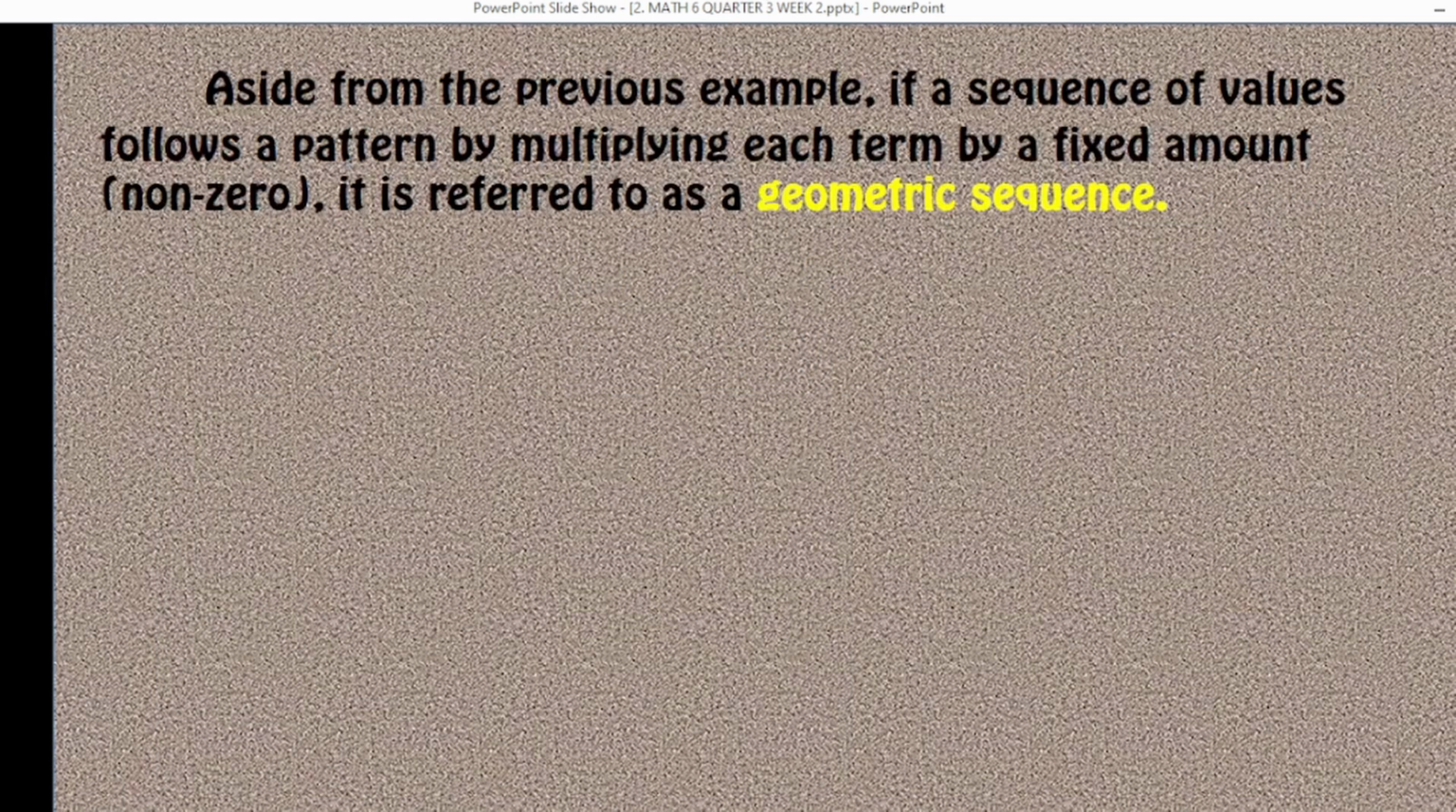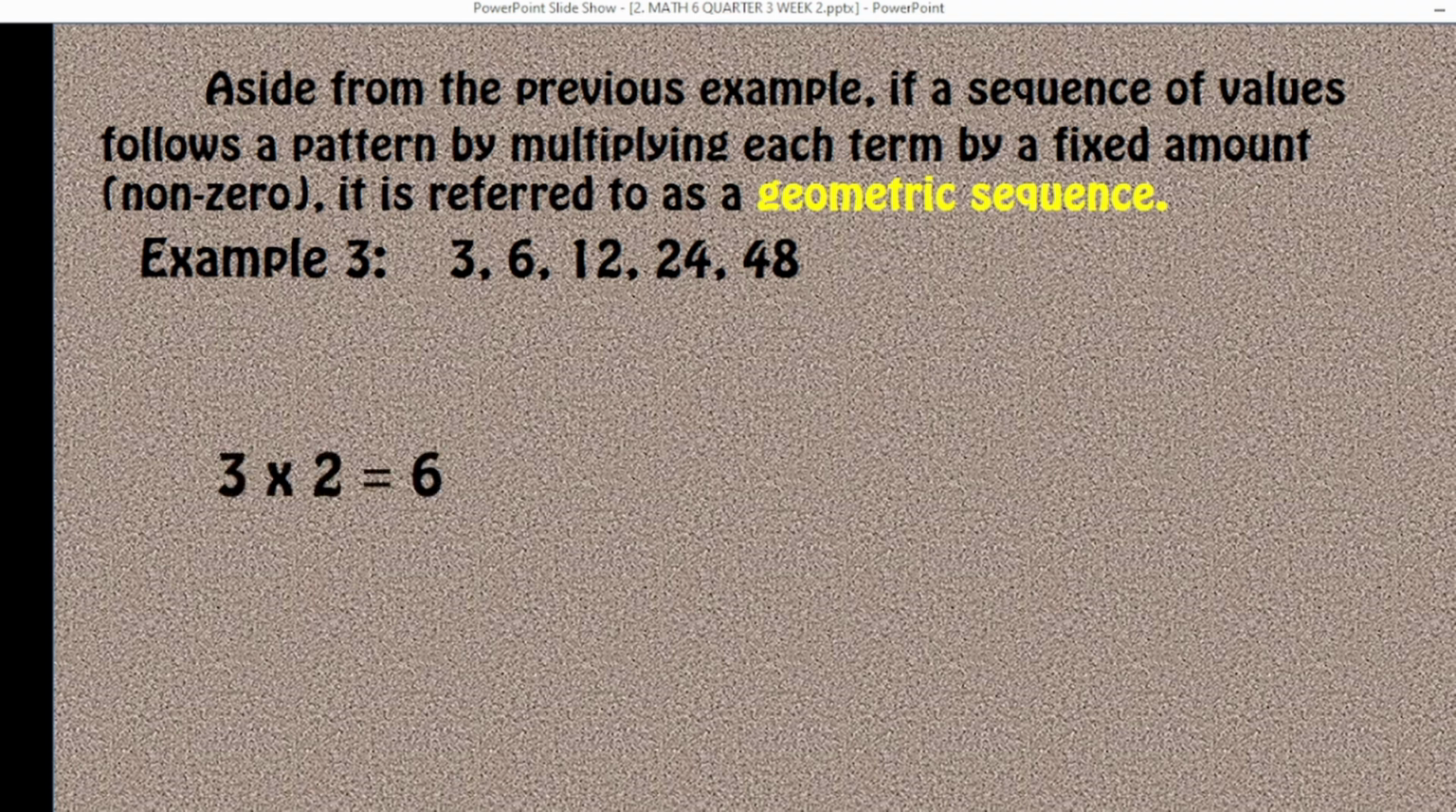Aside from the previous example, if a sequence of values follows a pattern by multiplying each term by a fixed amount, non-zero, it is referred to as geometric sequence. Example number 3. 3, 6, 12, 24, 48. So, pag-aaralan natin mga bata kung paano ba ang pattern na sinusunod niyan upang makuha natin ang tamang pagkakasunod-sunod. So, 3 times 2 is equal to 6. So, i-multiply ang 3 sa 2 para makuha yung 6 na susunod na number.